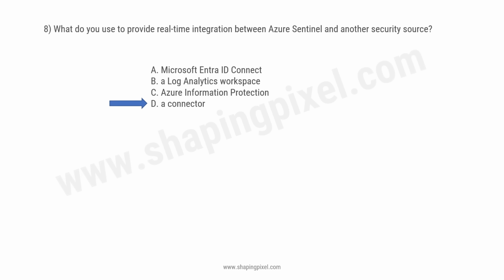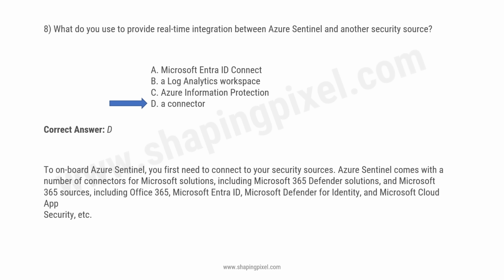So the right answer is option D, a connector. To onboard Azure Sentinel, you first need to connect your security sources. Azure Sentinel comes with a number of connectors for Microsoft solutions, including Microsoft 365 Defender solution and Microsoft 365 sources, including Office 365, Azure AD, Microsoft Defender for Identity, and Microsoft Cloud App Security, etc.